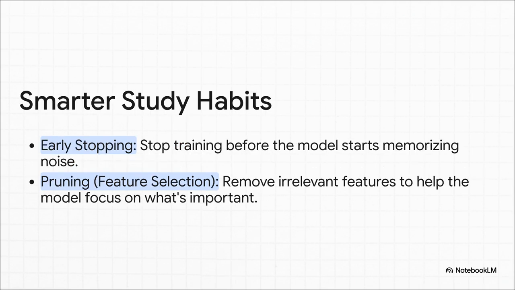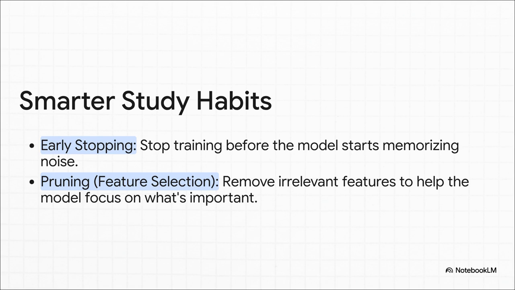Next up, you can teach the model smarter study habits. One popular method is called early stopping, and it's pretty much what it sounds like. You watch the model as it's training, and you stop the process right at that sweet spot, just before it tips over from learning patterns into memorizing noise. Another technique is pruning, where you help the model focus by removing information that isn't important.